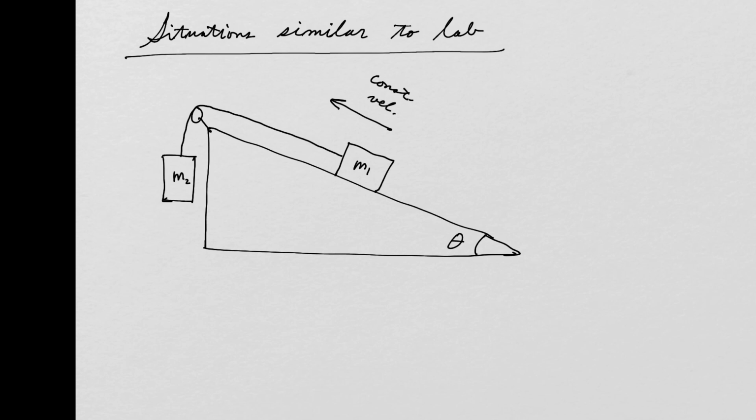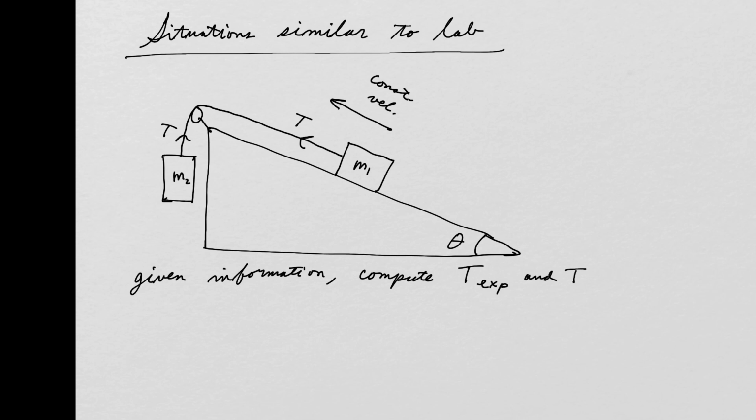And what we did basically in this lab was we calculated the tension in the string, right, which is the same as this tension acting up, two different ways. So I could give you a bunch of information and ask you to compute the tension. So let's say, given information, compute, and we did it two different ways, right? We called one T experimental and then T theoretical. Let's call it T theory.